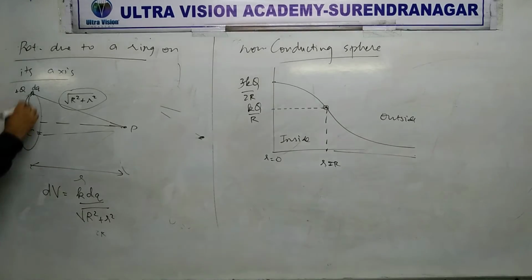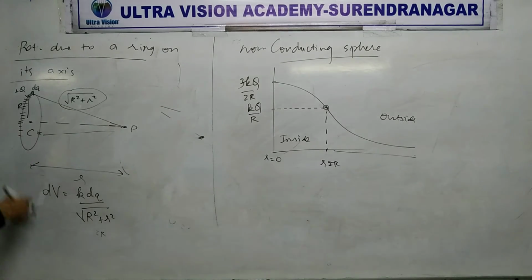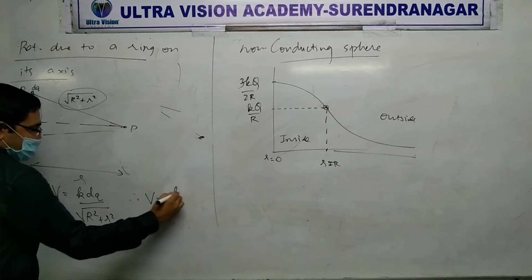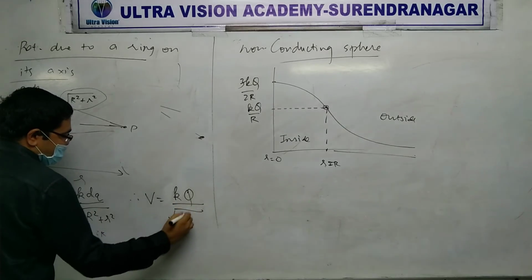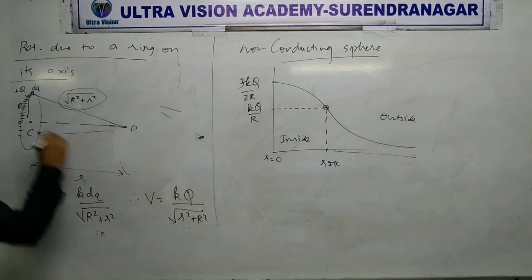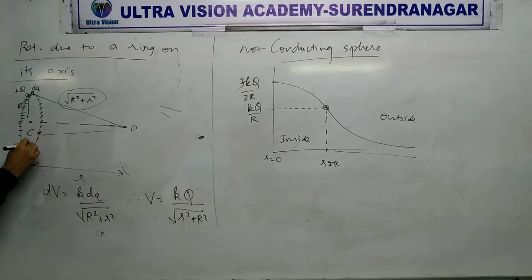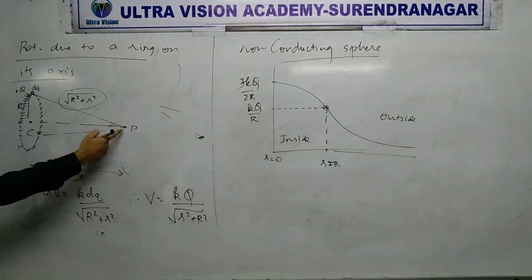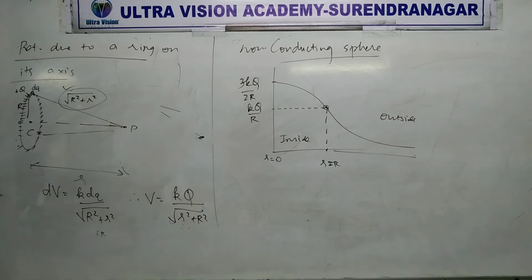Now, if you add all the potentials due to these charges, do you realize all the potentials are going to be the same? So if you do addition or integration, everything is constant. Basically, I am saying that the whole charge Q, wherever it is, is at the same distance from point P. Clear or not?